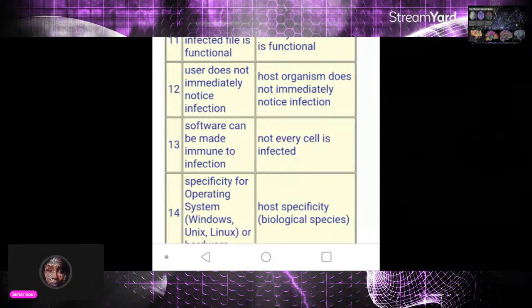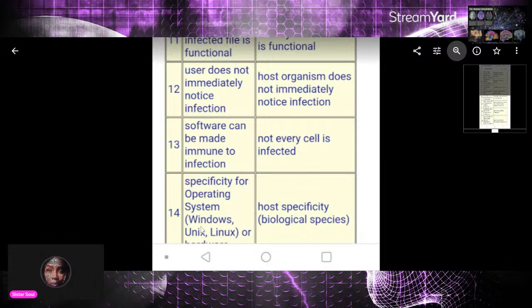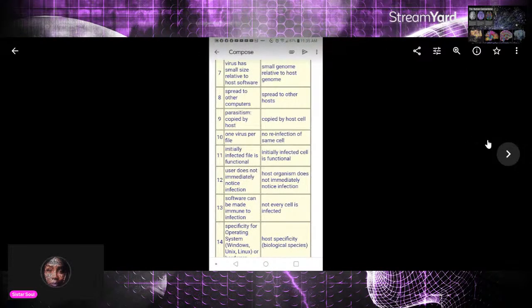These antigens are in your blood. Certain blood types carry these antigens, which have sanitizing effects for the blood, right? Specifically for operating systems, Windows, Unix, Linux, and so on and so forth. This holds specifically for biological species, which is you. You're a biological species.